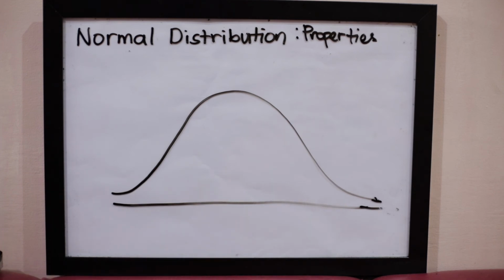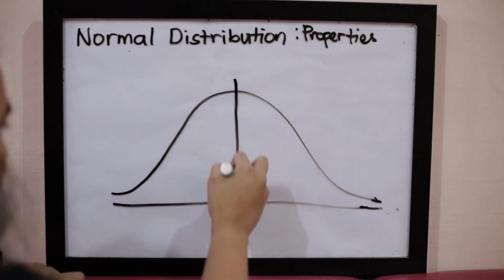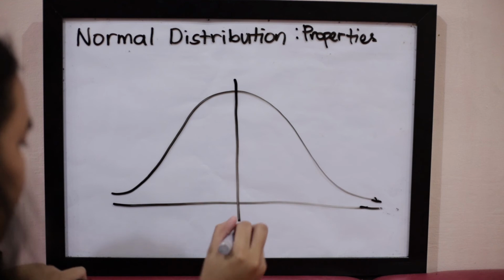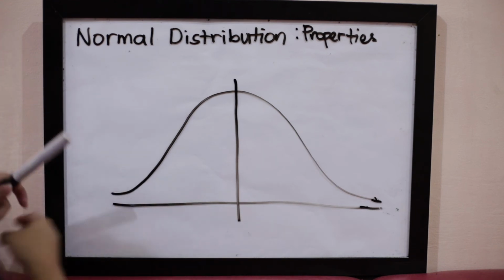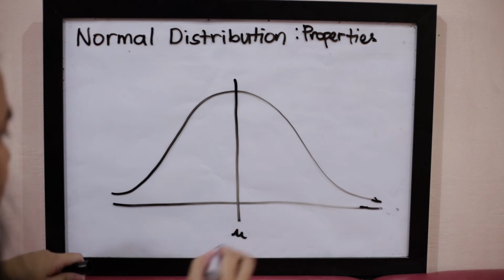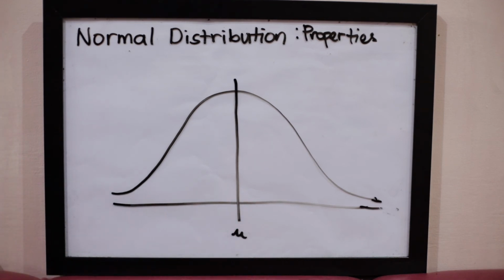And then next, the mean, the median, and the mode are equal and are located at the center of the distribution. So, if we will graph your mean, this will be our mean. Or, should I use the mu? So, this will be our mean. Or, that is the location of your mean.